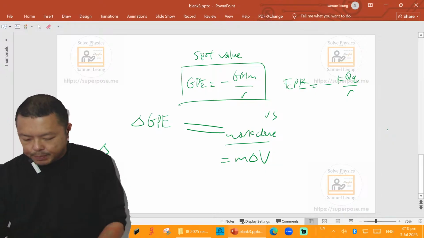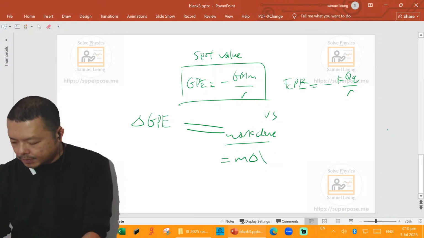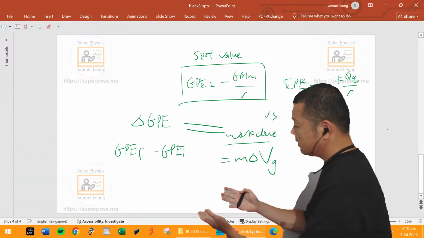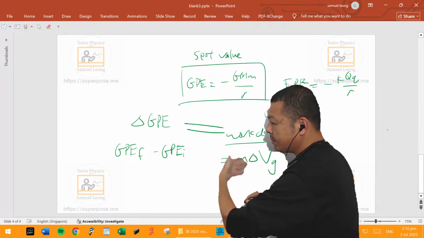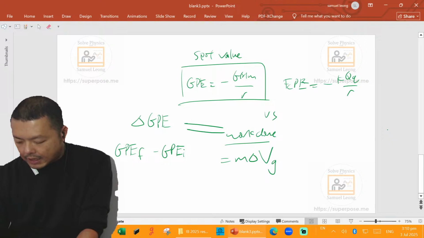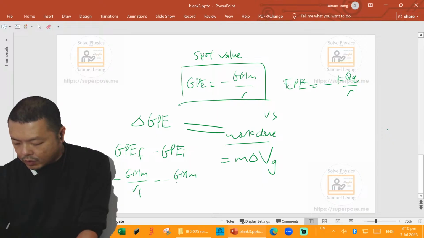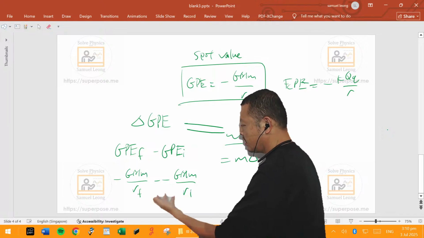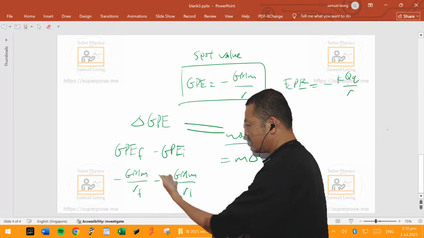What is the change in GPE then? Change in GPE will be GPE final minus GPE initial. I'm literally telling you it's the same thing. I don't know whether you realize it, but it'll be negative GMm over r final minus negative GMm over r initial. Do you see that? Do you understand what's going on here? Yeah, final minus initial, right?